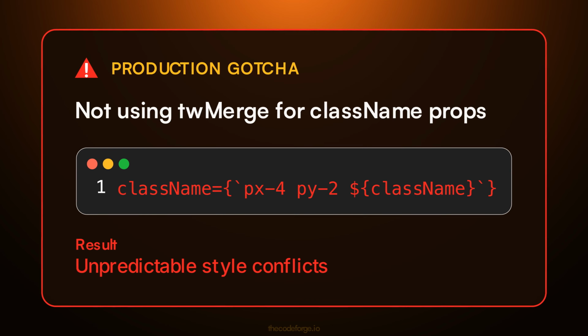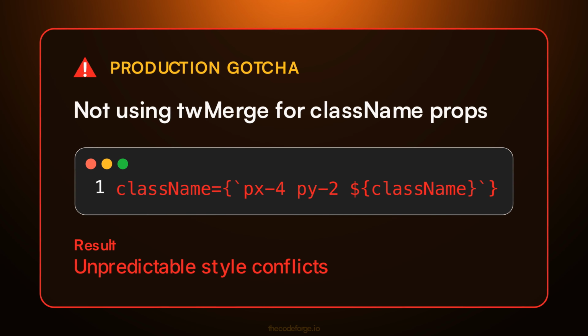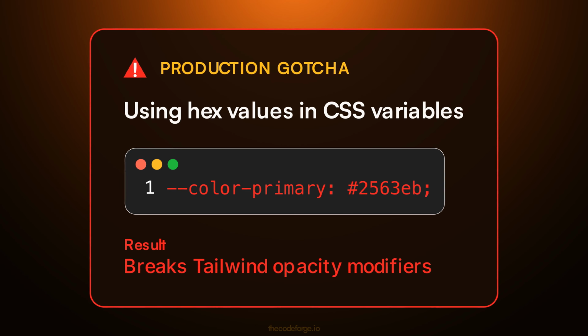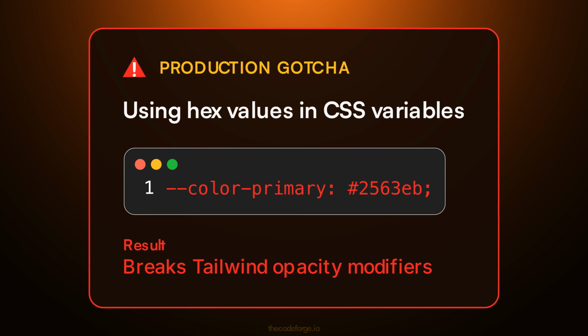Without twMerge, conflicting classes like px-4 and px-2 both appear in the class name string, leading to unpredictable results. Always use twMerge when accepting className props. Using hex values in CSS variables breaks Tailwind's opacity system. Always use space-separated RGB values so you can use the /alpha value syntax.